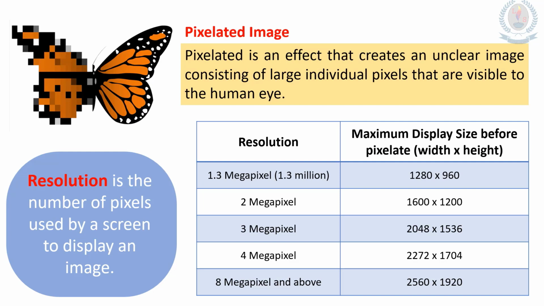And the other special term which we need to know is resolution. Resolution is the number of pixels used by a screen to display an image. This table shows you the maximum display size at different resolutions. For an example, we need a display with 1280 width and 960 height in order to display 1.3 megapixel picture.